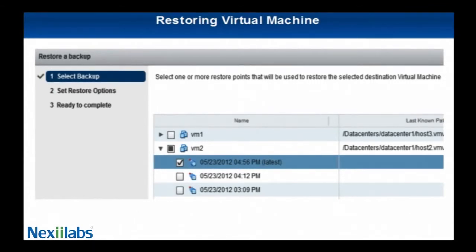Restoring an entire virtual machine is performed using the Restore tab in the VDP user interface. The administrator can browse the list of protected virtual machines and select one or more restore points. Individual virtual machine disks can also be selected for restore. VDP offers fast and efficient recovery by leveraging change block tracking.